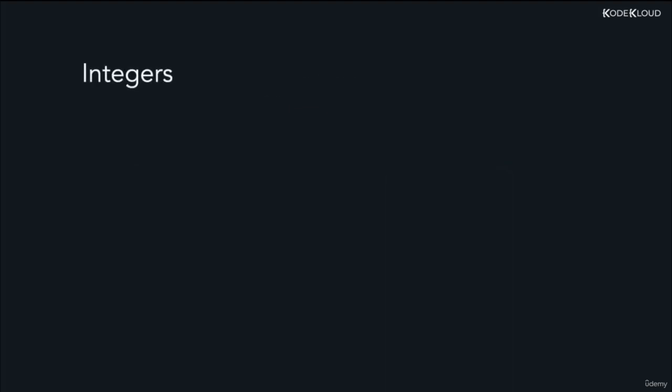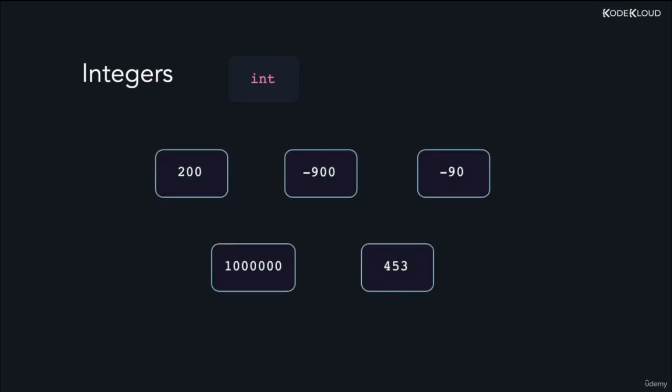So integers can be defined in Golang using many keywords, but the most used is simply int. So int over here refers to signed integers, which means negative and positive numbers both. So some examples could be minus 90, a million, 200, 453, and so on.